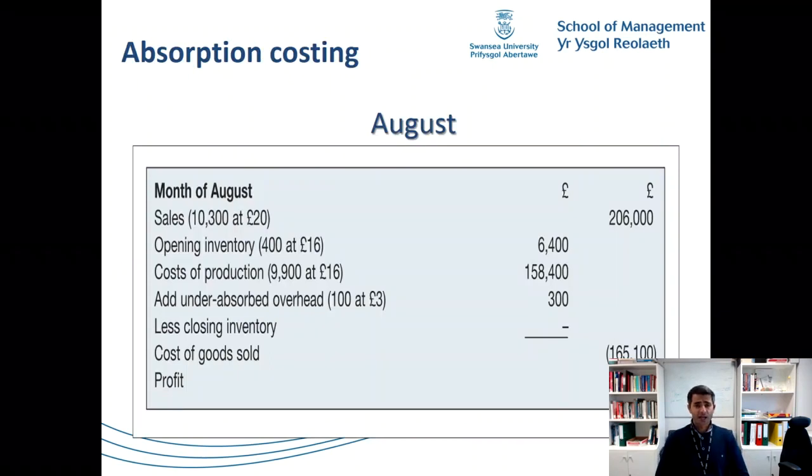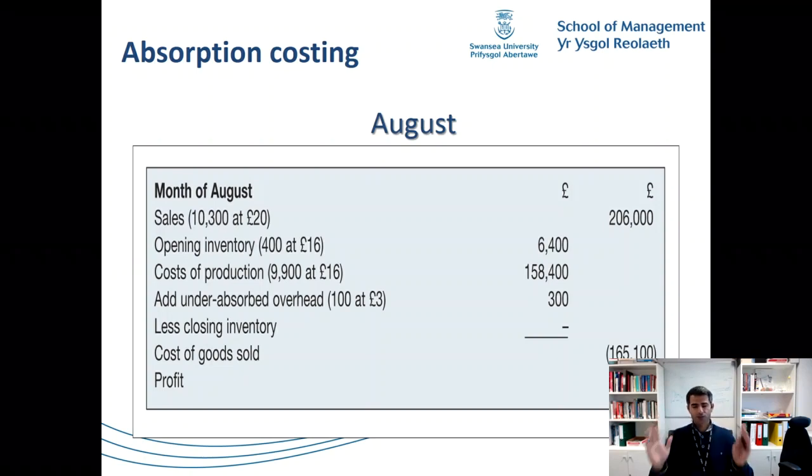For August, as you see, the sales is £206,000. Why? Because we have 10,300 units sold times £20, that's the selling price per unit. Easy. So opening inventory, remember from July, we have 400 units times £16, we are doing absorption, and the cost of production is, again, we produced 9,900 units times £16 equals £158,400.